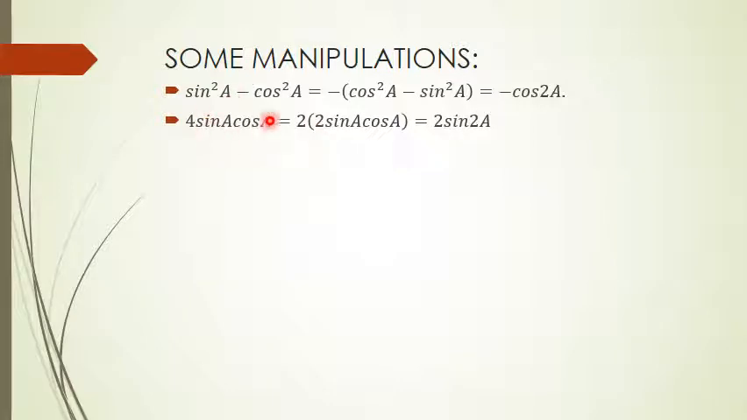Let's now look at this one. 4 sine a cos a. This will remind us of the double angle formula for sine. The difference is that the formula has a 2 here. So we split 4 into 2 times 2 in order to create the 2 that is required by the formula. So we have 2 into 2 sine a cos a, which is equal to 2, this 2 here. And what is inside the brackets is sine 2a.